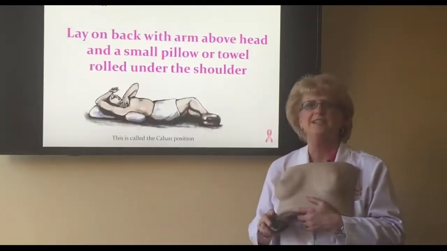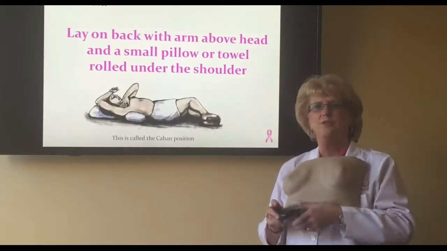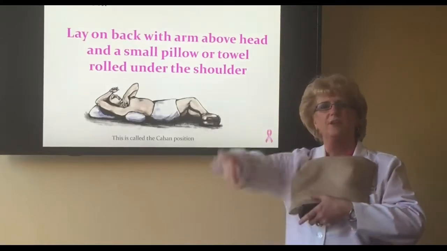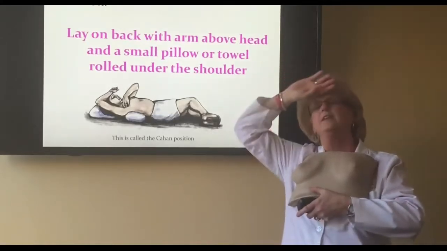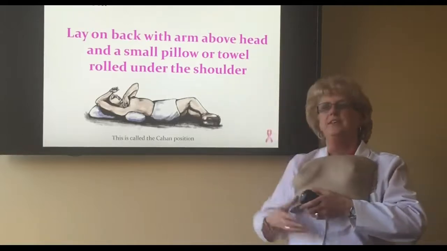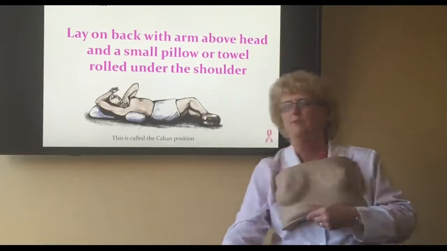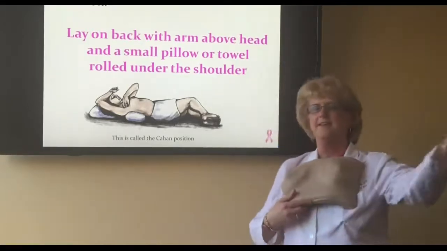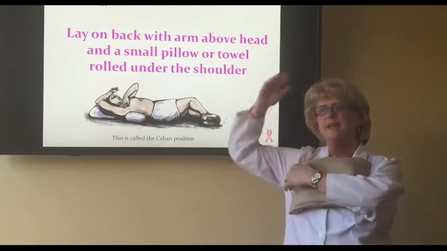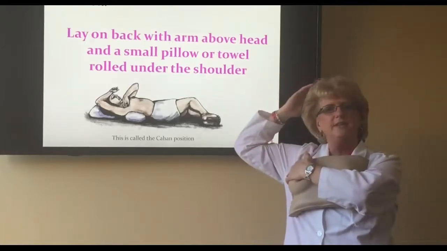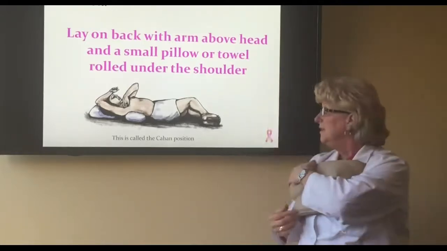So the position is lying down. We get into what we call a K-hand position with our arm above our head. We can lay it on our head, and then we're going to do an exam with the opposite hand. This hand is going to come over, and we're going to start up underneath our arm.